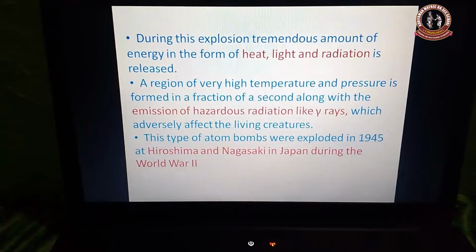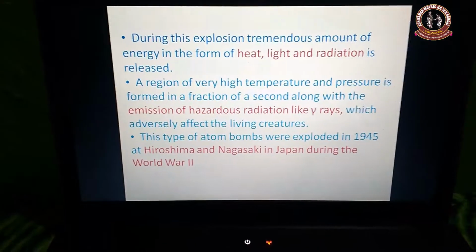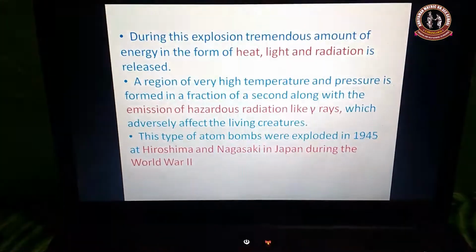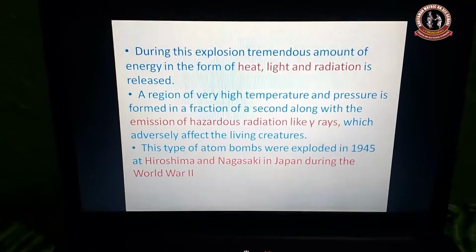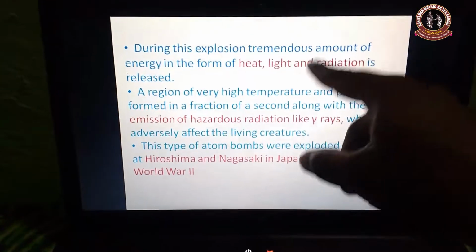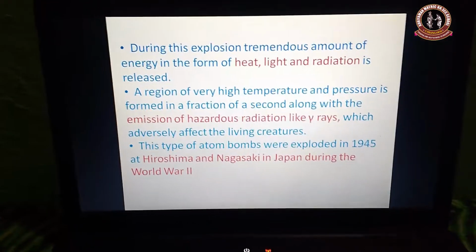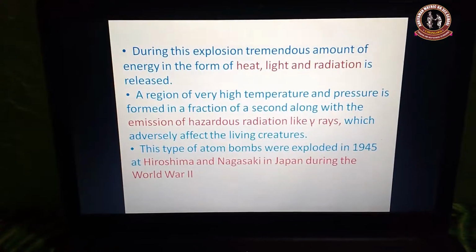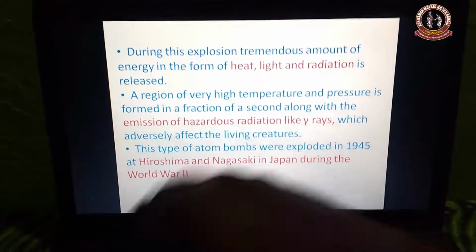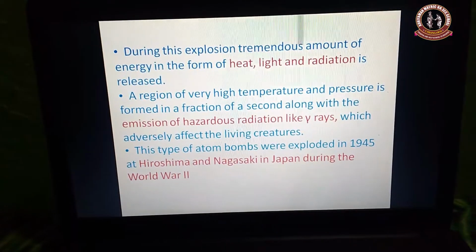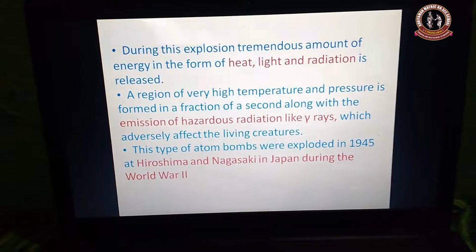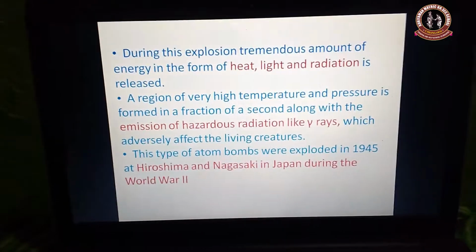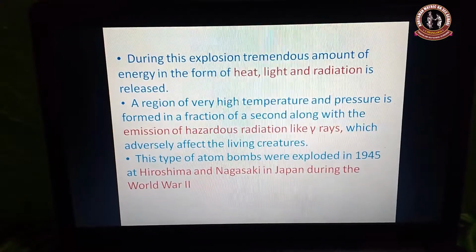What happens during this fission is that a tremendous amount of energy is produced. This energy in the form of heat, light and radiations is released. In addition, a high temperature is produced, and pressure waves are also produced in the surrounding atmosphere. There is also emission of hazardous radiations in the form of gamma rays. These gamma rays affect living creatures like human beings and animals.